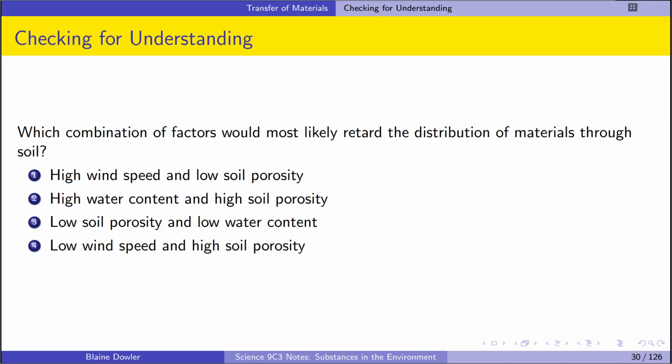Which combination of factors would most likely retard the distribution of materials through soil? Would it be high wind speed and low soil porosity, high water content and high soil porosity, low soil porosity and low water content, or low wind speed and high soil porosity? If you need more time, pause now. Low soil porosity and low water content would be the ones that slow it down. Low porosity means there's fewer paths for the materials to take. Low water content means they're less likely to be picked up and carried.